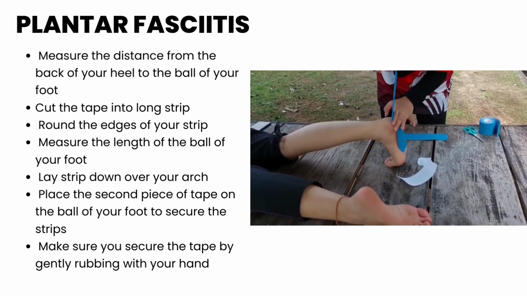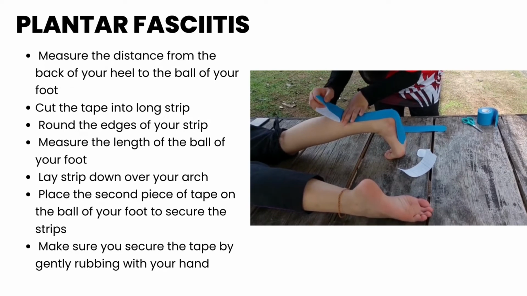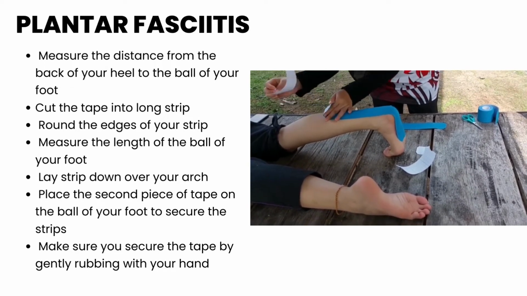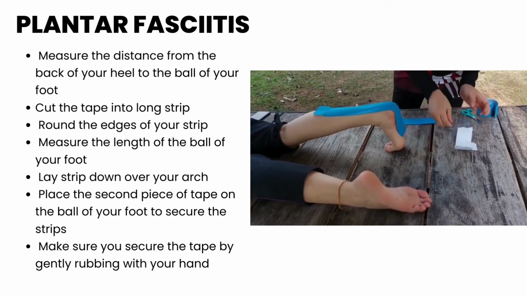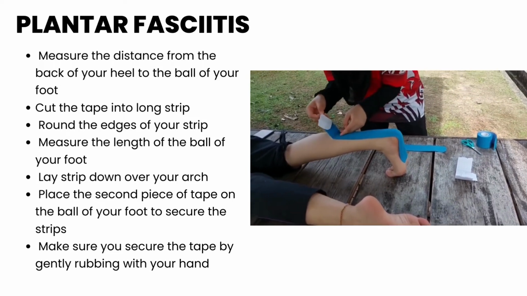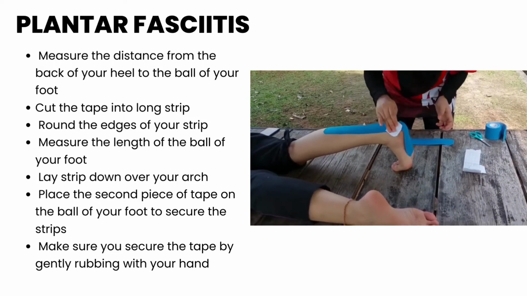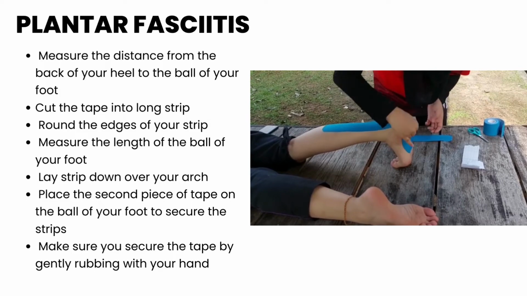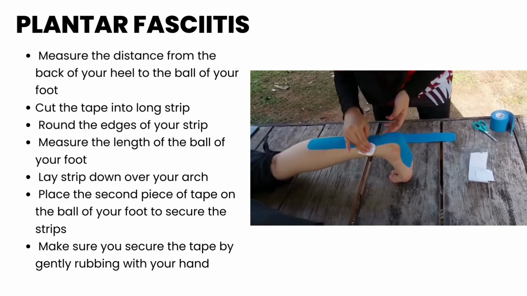After that, round the edges of your strips, and then measure the length of the ball of your foot. Lay each strip down over your arch. Gently rub the tape using paper or your hands.